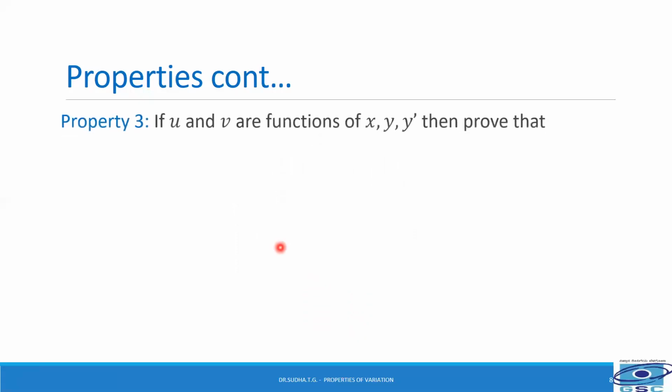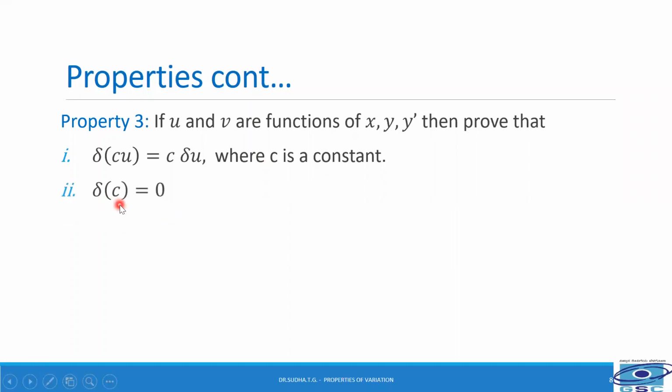So the third property says that if u and v are functions of x comma y dash. So here we have two functions, both are functions of x, y and y dash. Then we need to prove that variation of C into U is equal to C into variation of U, where C is a constant, and variation of C is equal to 0.